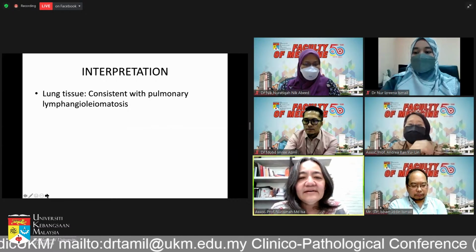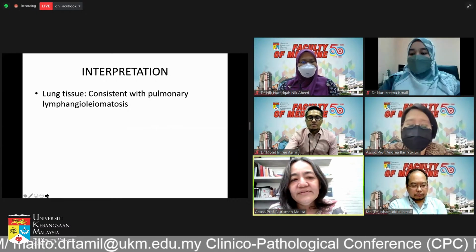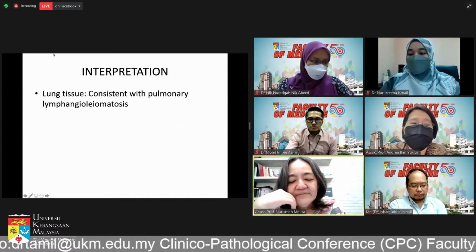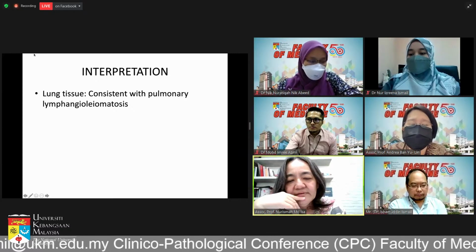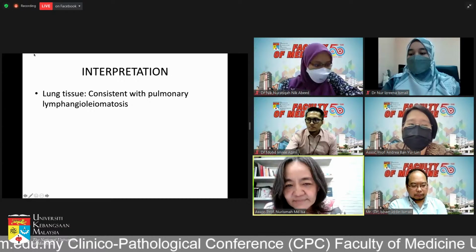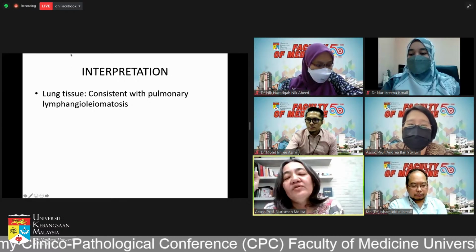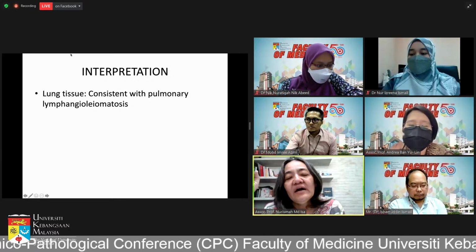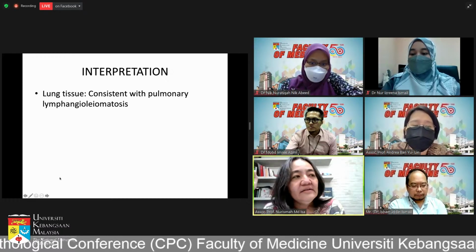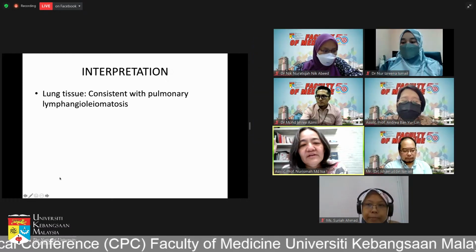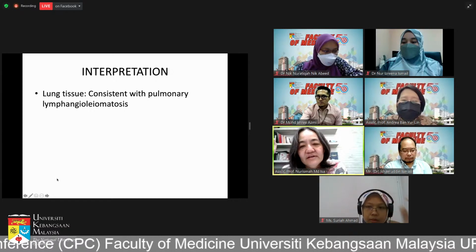Okay, with the clinical history, the radiological findings and histological findings supported by the immunohistochemical findings, our interpretation is the lesion is consistent with pulmonary lymphangioleiomyomatosis.